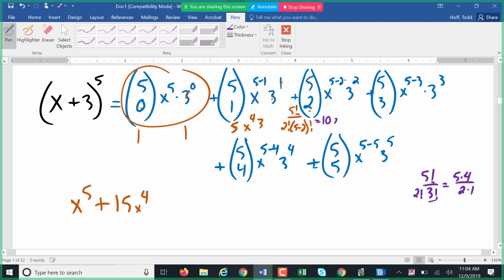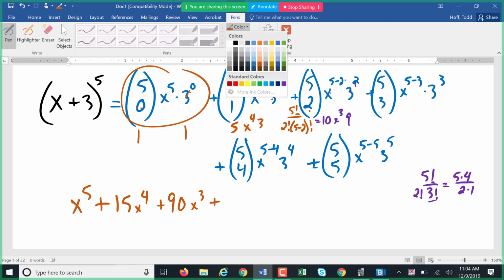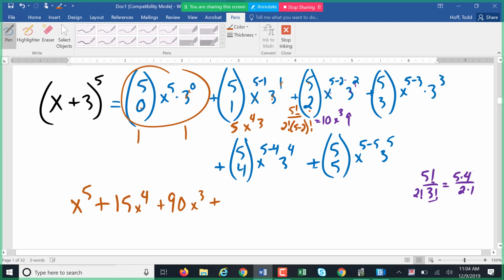X to the 5 minus 2, that's x to the third, and 3 squared is 9. So 10 times 9 is 90 x to the third, plus 5 choose 3. Well, 5 choose 3 is going to be 5 factorial over 3 factorial, 5 minus 3 factorial. Well, that's going to be 5 factorial over 3 factorial, 2 factorial, just like we had here. So that's also going to equal 10.